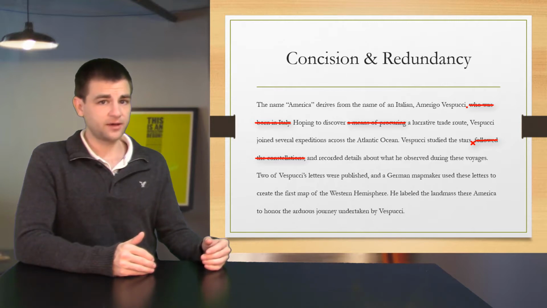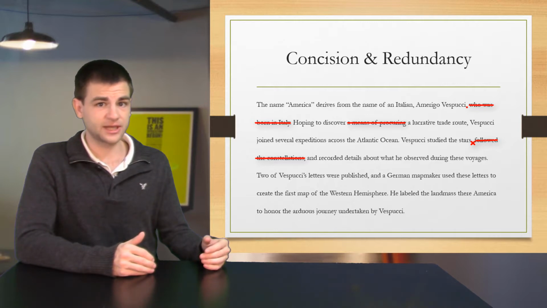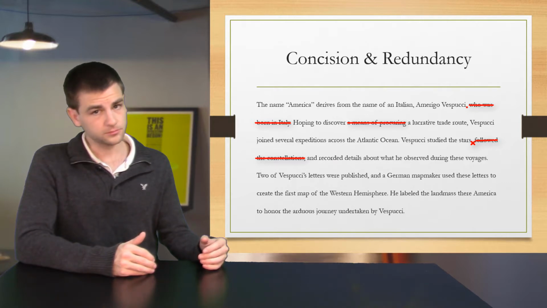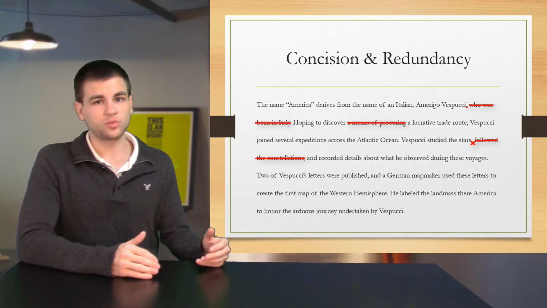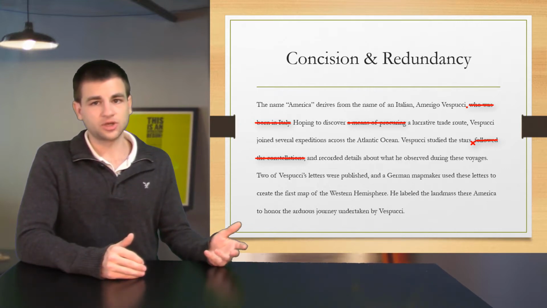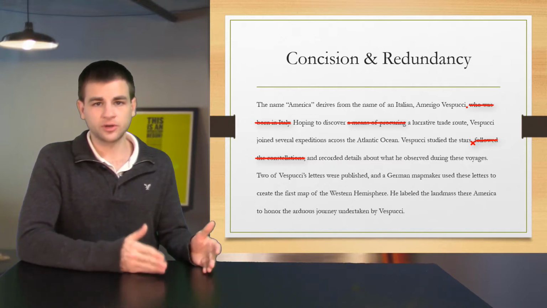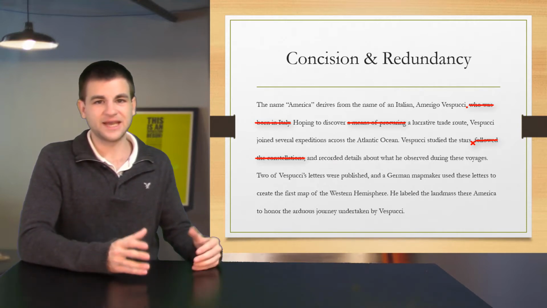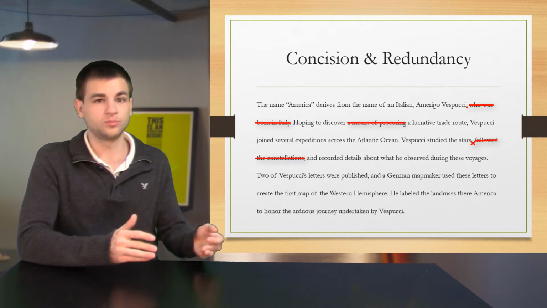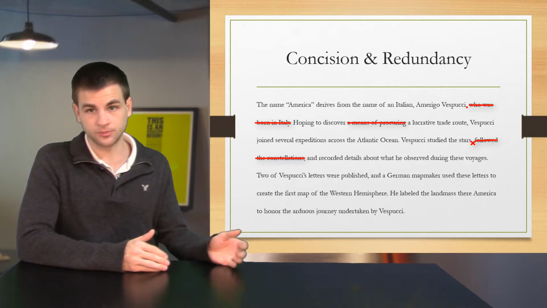All right, next we have, 2 of Vespucci's letters were published, and a German mapmaker used these letters to create the first map of the Western Hemisphere. Here we don't have any redundancies. We've never repeated ourselves, so that's good. And also the language is already very precise. There's no fancy, flowery, fluffy, excessive wordiness. It's all pretty direct and to the point. So we're going to leave that sentence alone.